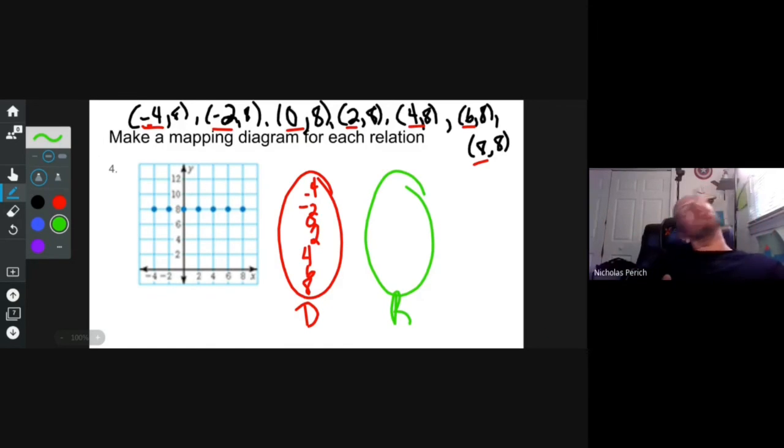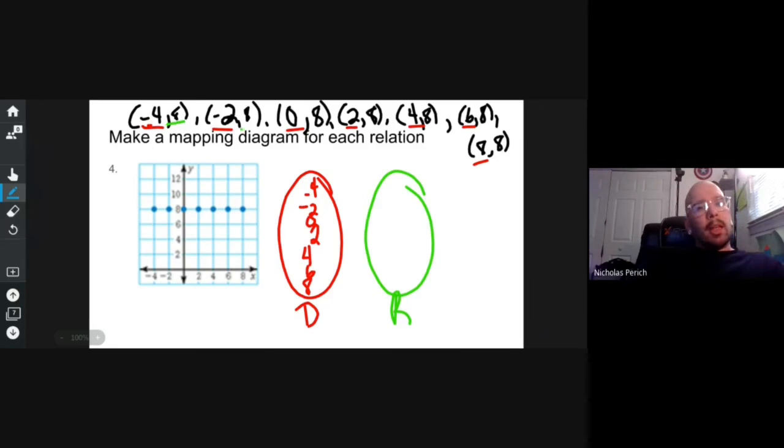What's my range? Pretty easy. 8, 8, 8 is great. You can write it this way, you can write it that way. 8, 8, 8 is great. It makes me say, hooray.